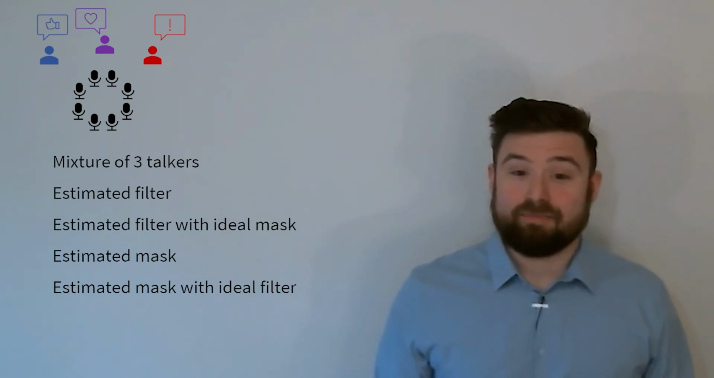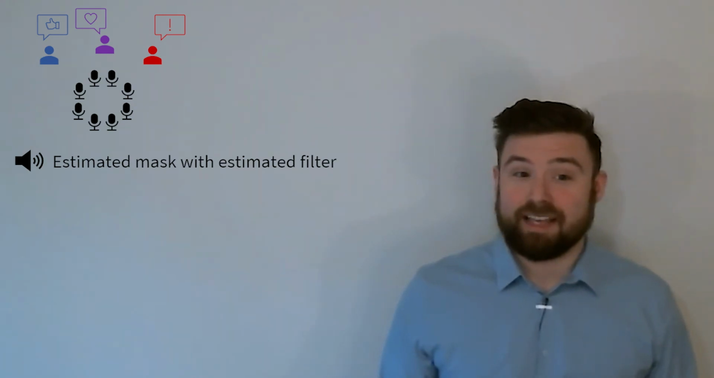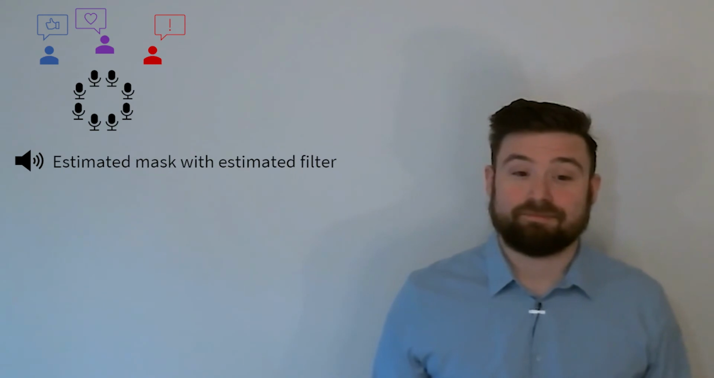You can hear that each compensates for the flaws in the other. Now let's hear what happens when we combine the imperfect spatial filter with the imperfect classifier using the high-low model.